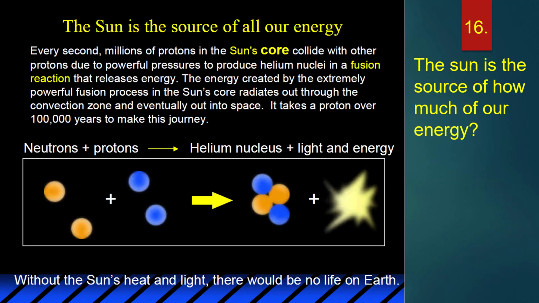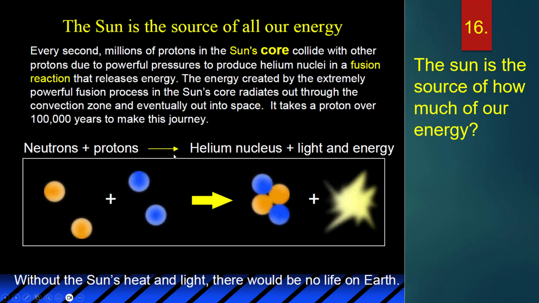The Sun is the source of all our energy. Every second, millions of protons in the Sun's core collide with other protons due to powerful pressures to produce helium nuclei in a fusion reaction that releases energy. The energy created by the extremely powerful fusion process in the Sun's core radiates out through the convection zone and eventually out into space. It takes a proton over 100,000 years to make this journey.